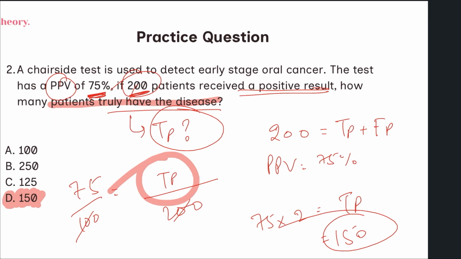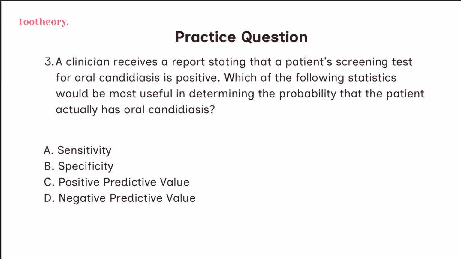All right, let's move on to the next question. So the next question states that a clinician receives a report stating that a patient's screening test for oral candidiasis has tested positive. So which of the following statistics would be the most useful in determining the probability that the patient actually has oral candidiasis?